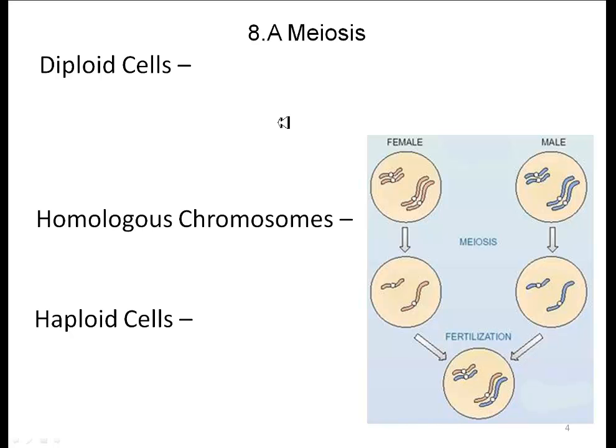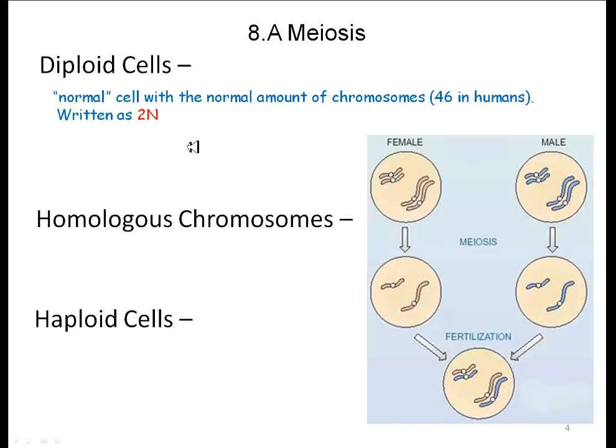When we talk about meiosis, we have to talk about diploid and haploid cells. Diploid cells are also known as 2N. These are normal cells. It's when a human has 46 chromosomes, so you get the 23 from the male and the 23 from the female, and they are homologous pairs.